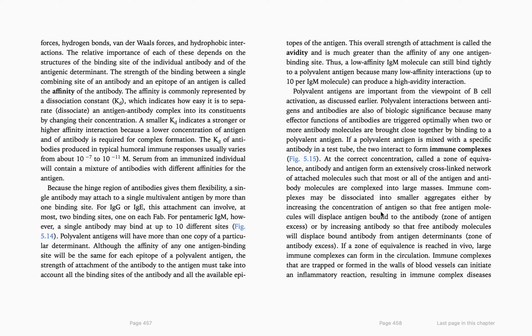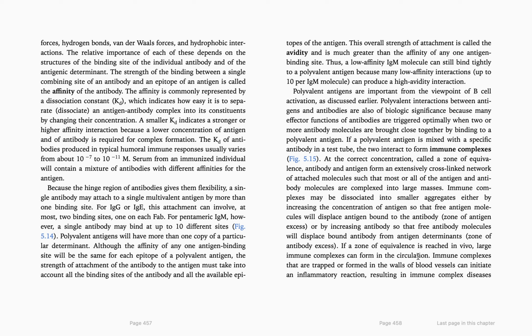Immune complexes may be dissociated into small aggregates either by increasing the concentration of antigen, so that free antigen molecules will displace antigen bound to antibody, the zone of antigen excess, or by increasing antibody, so that free antibody molecules will displace bound antibody from antigen, the zone of antibody excess.